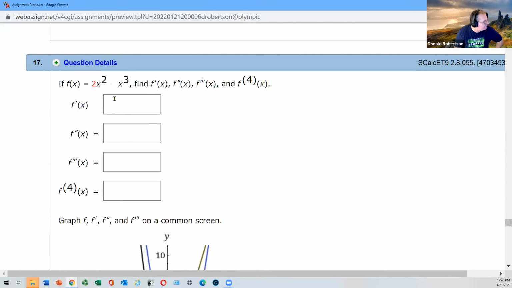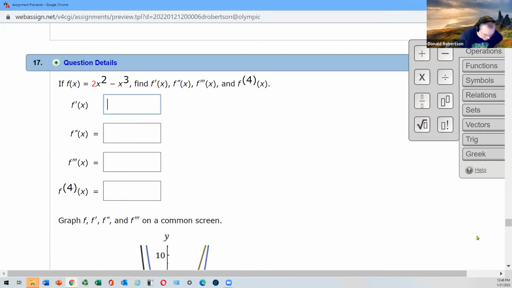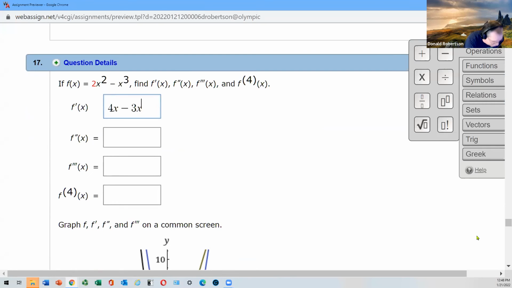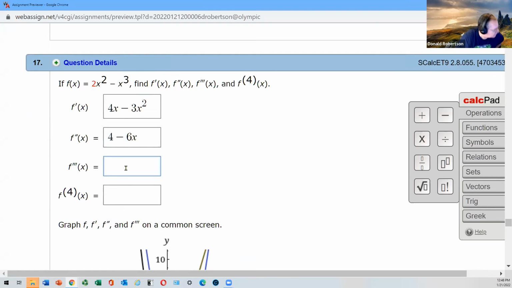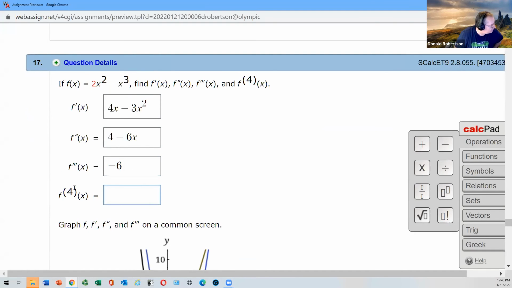Oh, there's a cool one. The first derivative is going to be 4x take away 3x squared. And then the second derivative is the derivative of the guy I just wrote. So that's 4 take away 6x. And the third derivative is -6. And have you noticed I get this funny little bracket thing?